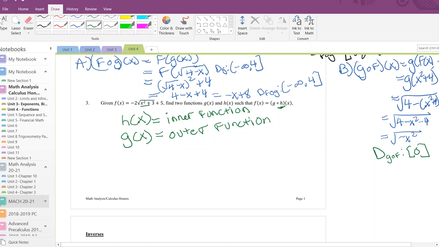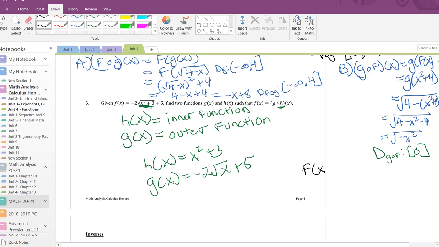So the inner function, what's underneath the square root, is x squared plus 3. And the outer function is negative 2 times the square root of x plus 5. That's the outer.